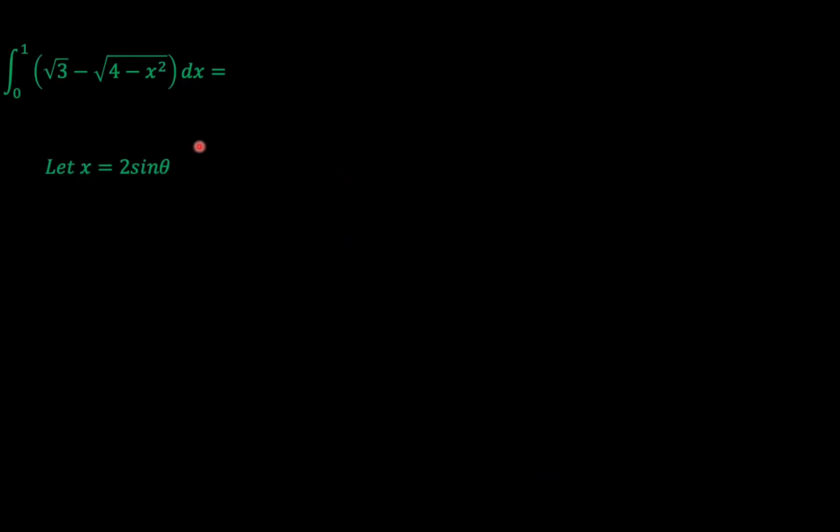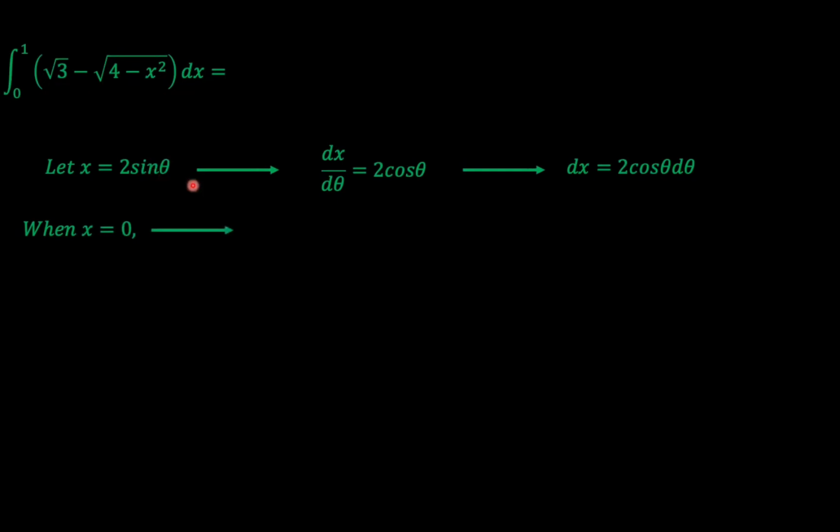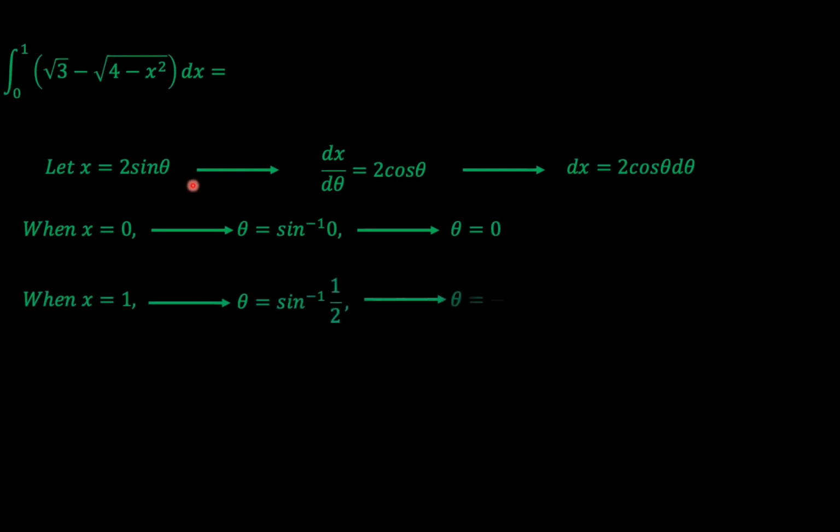Now the same thing applies to the green integral. Here, we can let x be equal to 2 sine theta, so that we can factor out the 4, and then we're left with 1 minus sine squared theta. Therefore, dx d theta is 2 cosine theta, and dx is the same as 2 cos theta d theta. Now, when x equals 0, sine theta is 0, and therefore theta is arc sine of 0. Therefore, the lower limit is 0. And when x equals 1, theta equals arc sine of 1 over 2, and therefore theta is pi over 6.